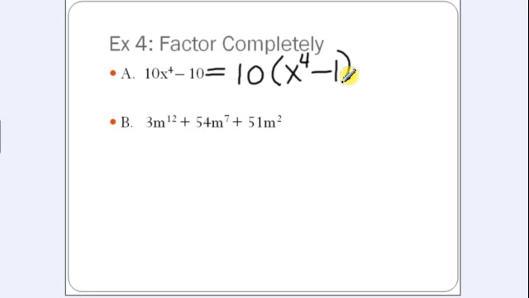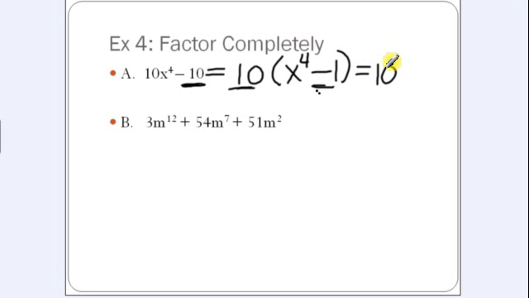Now a lot of times I see people leave out this minus 1, but keep in mind, negative 10 divided by 10 does equal negative 1. And if I leave that out, then it doesn't stay equivalent to what I started out with. Notice if I distribute the 10 to check my work, it does equal 10x to the fourth minus 10. Now I want to keep going if possible.